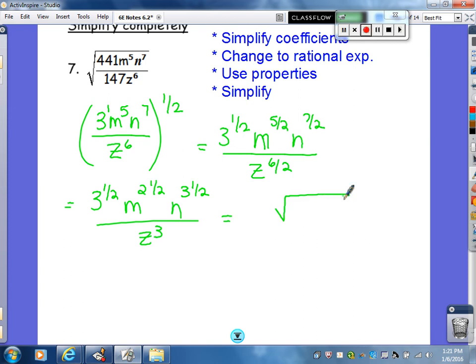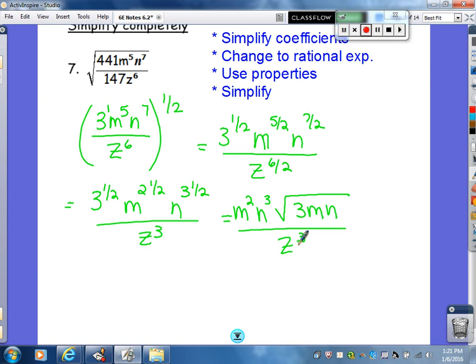Where's the 3 go? Well, it's a fraction, so it's going to stay inside. 3 to the 1st is 3. All right, look at the m. The m squared comes out, but the m to the 1/2, the m stays in. All right, n to the 3rd comes out, and an n stays in. And in my denominator, z to the 3rd, that's a whole number, so that z is outside the radical. So there's my simplified expression.